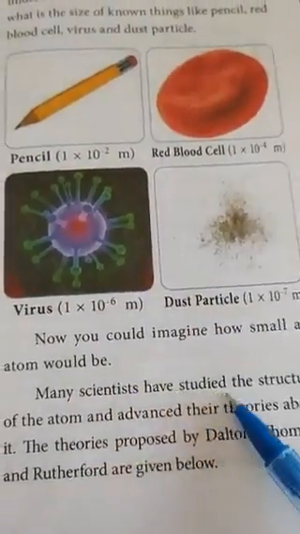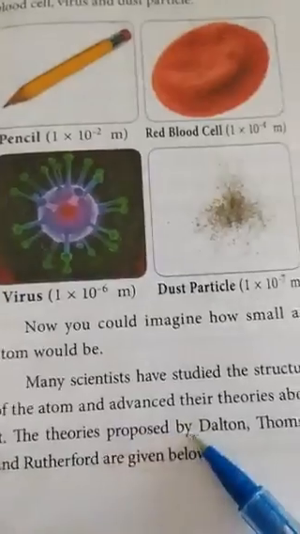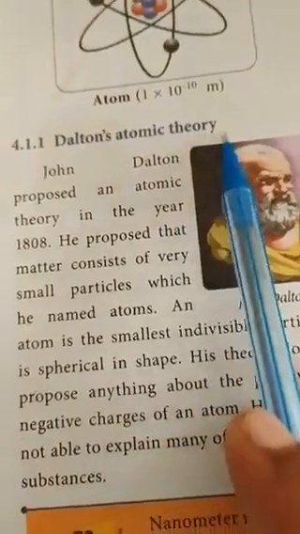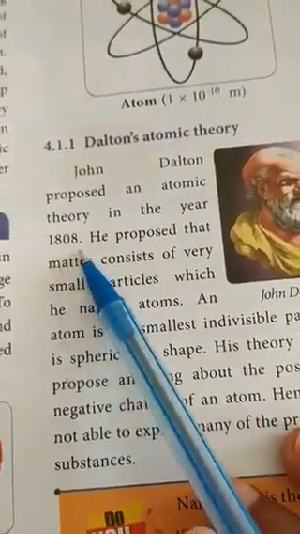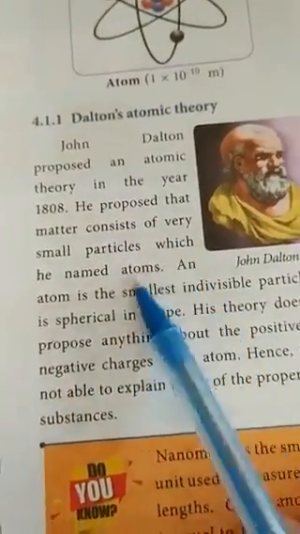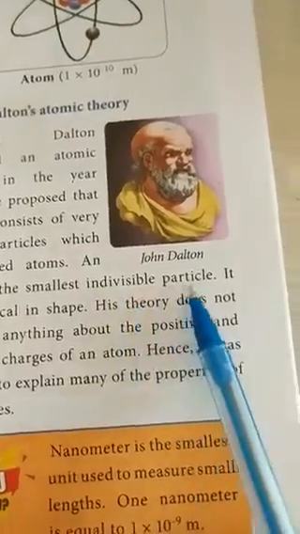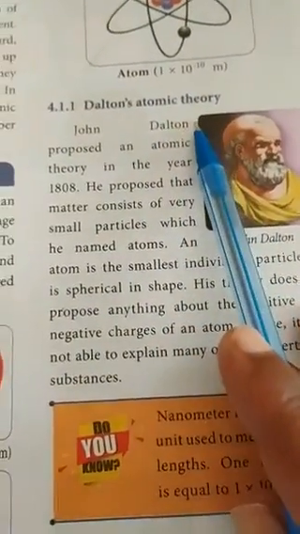Many scientists have studied the structure of the atom and advanced their theories about it. The theories proposed by Dalton, Thomson, and Rutherford are given below. According to Dalton's atomic theory, John Dalton proposed an atomic theory in the year 1808. He proposed that matter consists of very small particles which he named atoms. An atom is the smallest indivisible particle.